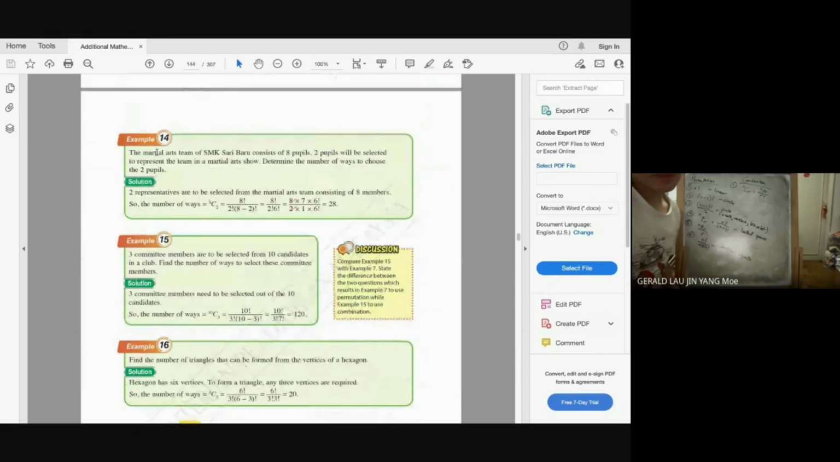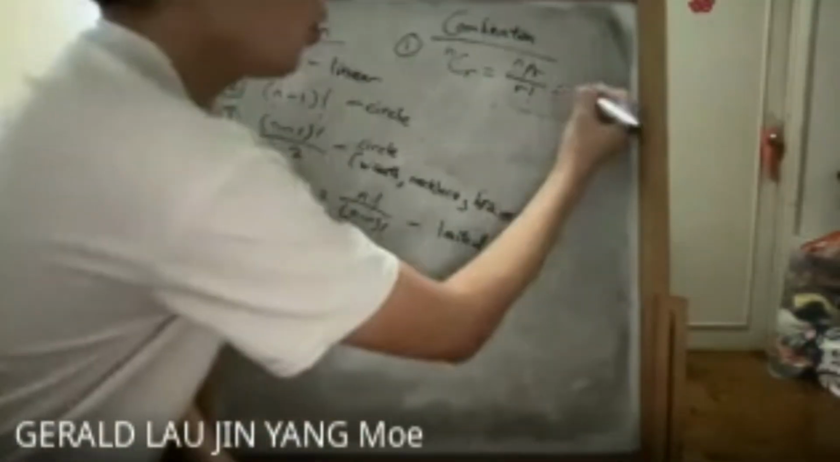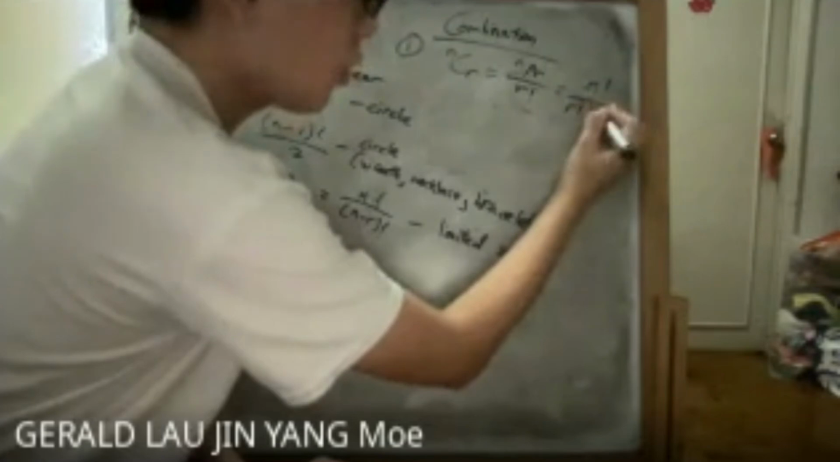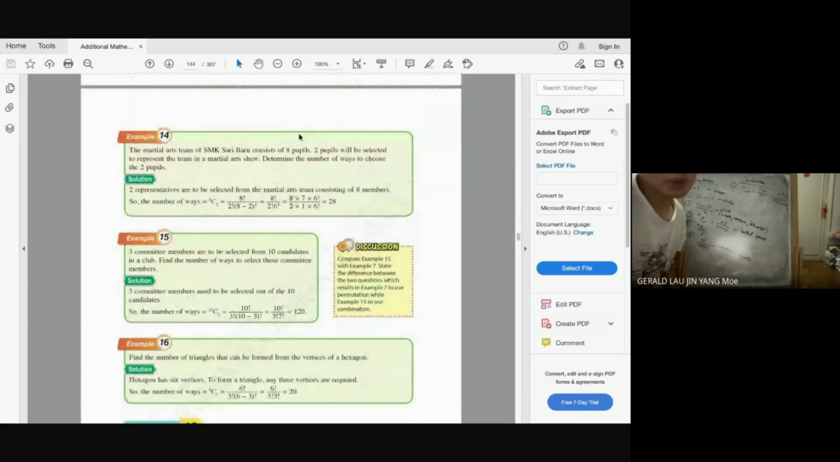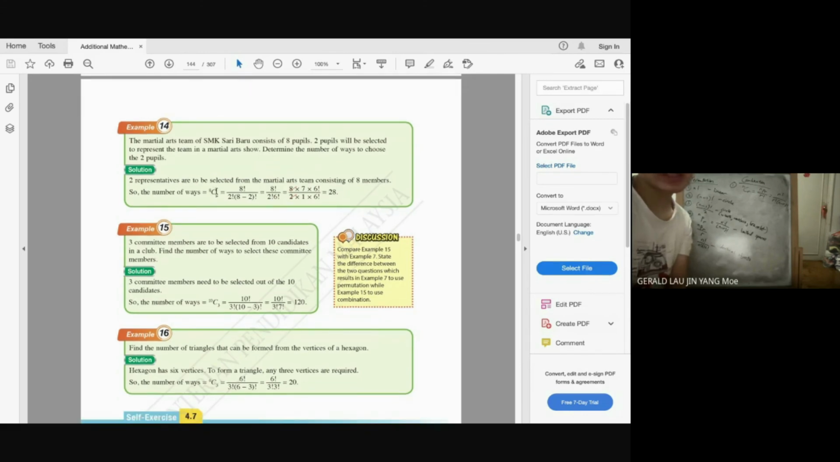So, example 14. Martial arts team of SMK Sri Baru consists of 8 pupils. 2 pupils will be selected to represent the team in a martial arts show. Yeah, nCr equals n factorial over r factorial times n minus r factorial. So you have 8 pupils, 2 will be selected, only 2. So 2 is the r. So you just substitute. This is 8C2 because you have 8 students, but only 2 will be selected. So 8 factorial over 2 factorial times 8 minus 2 factorial. So you get 28 possibilities, okay? 28 ways. This is for combination, which is C.